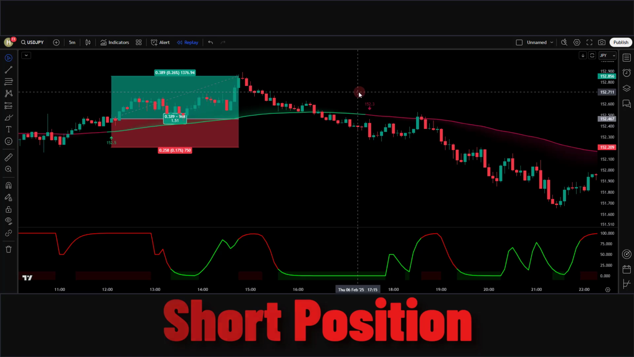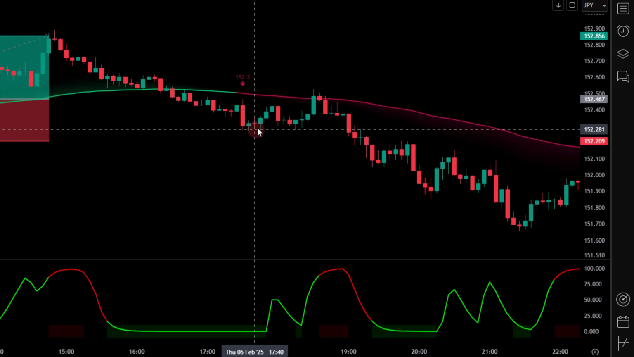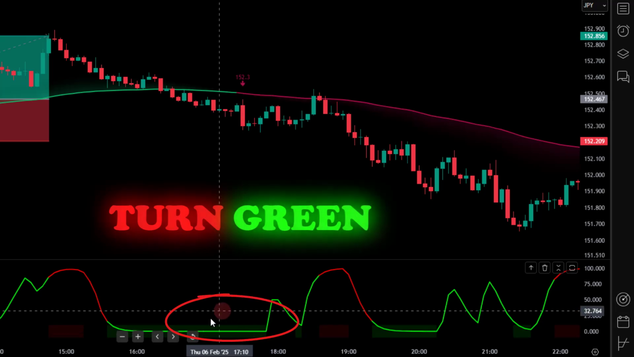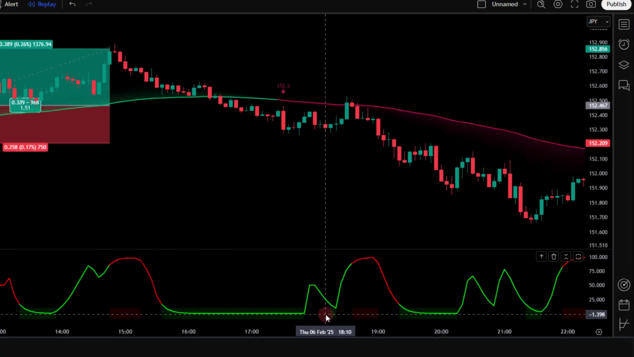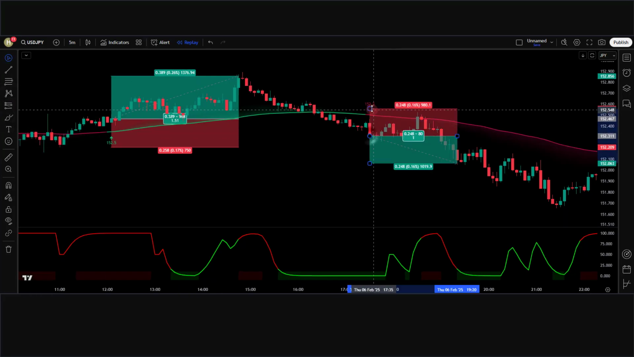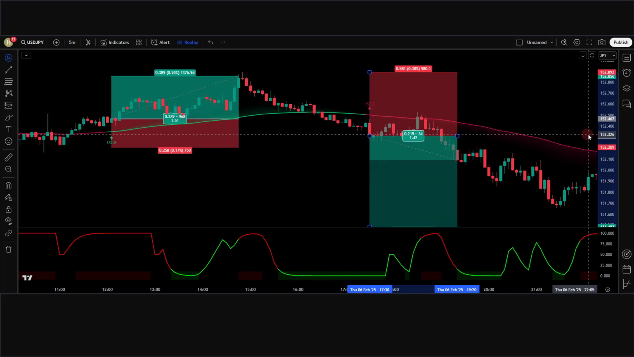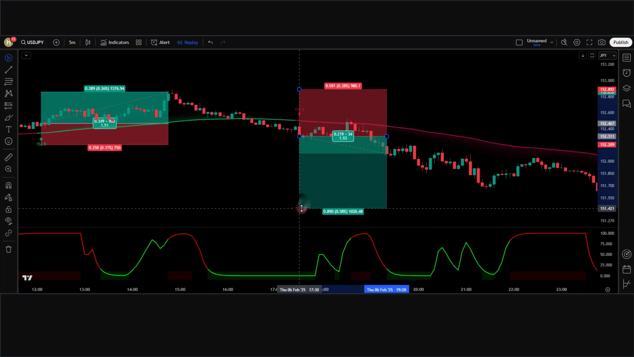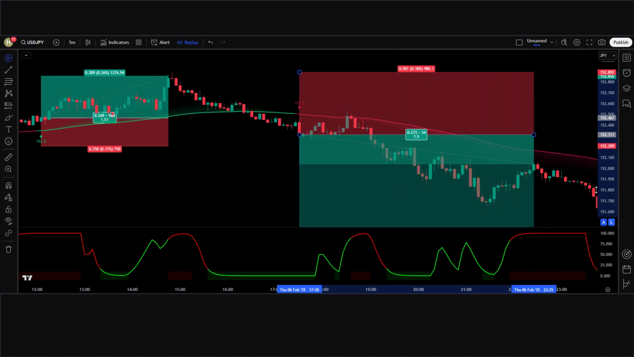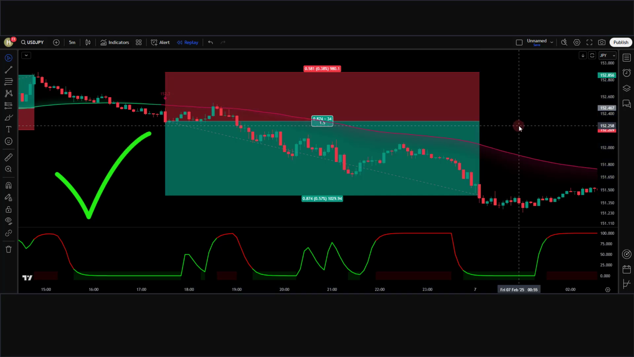Now let us understand the short position. When the Kalman Trend Levels indicator gives us a sell signal, when the market has formed a bearish candle, and when the line of the Schaff Trend Cycle indicator has turned green. If this condition is fulfilled, then we will place a sell order. Our stop loss will be placed at the current market's higher level, and the risk to reward ratio will be 1:1.5. The market has completely hit the target.